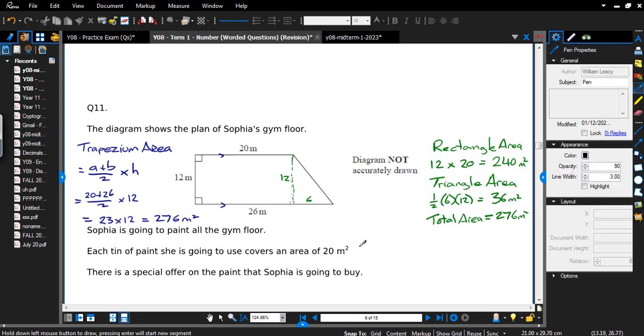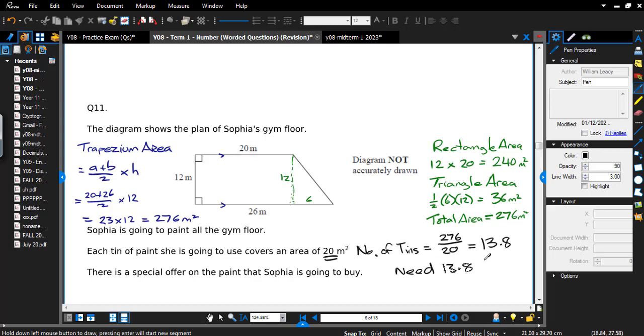So we can say number of tins. I'm not going to write paint. We don't want to write down too much. Number of tins equals, well, the total area divided by the area that each tin covers, which is 20. So when you do that, you should get 13.8. So we need 13.8 tins.